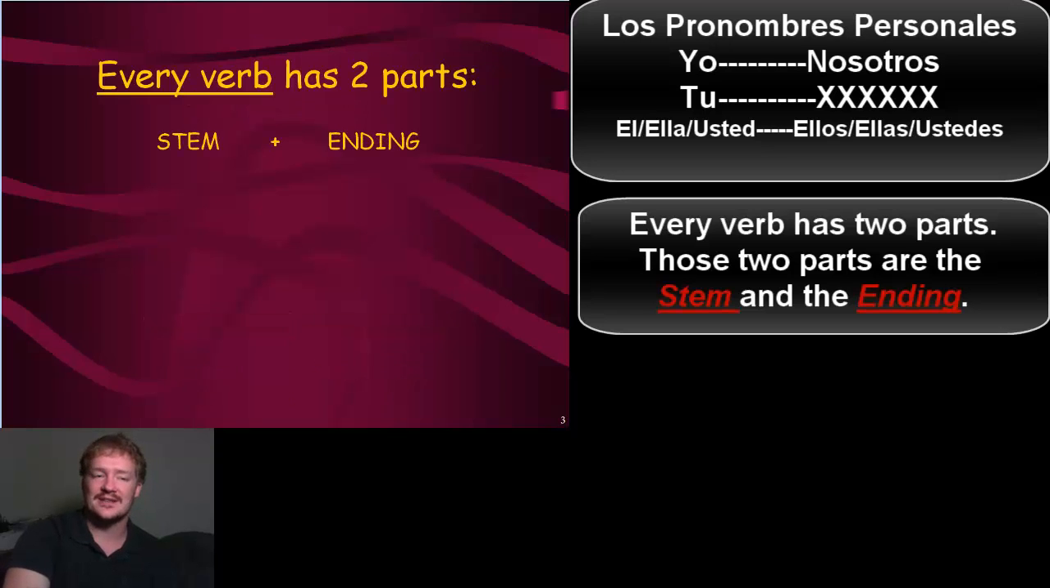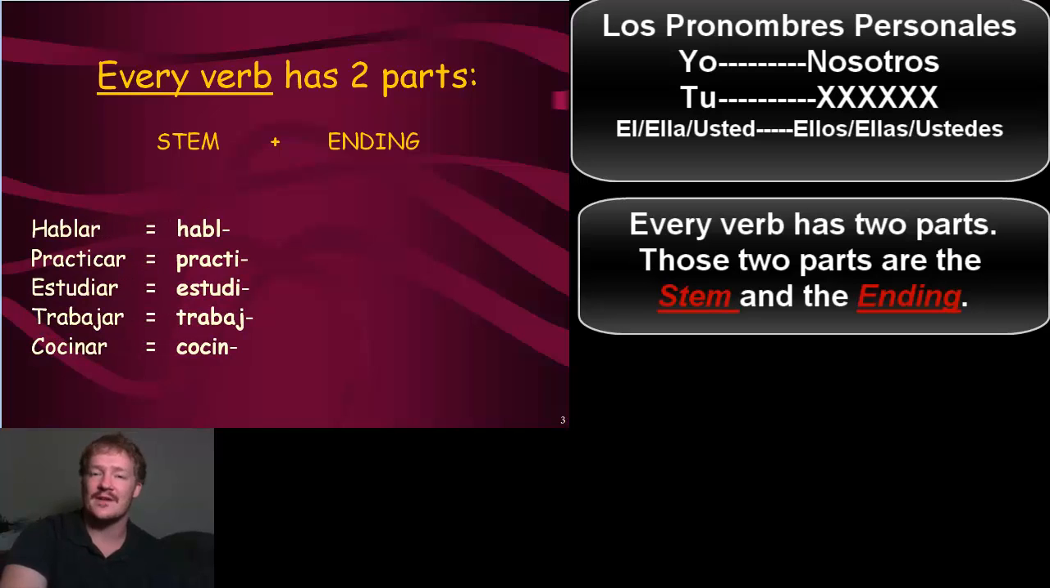Next thing that I want you guys to know is every verb has two parts. The first part is always the stem. The second part is always the ending. Now, ser did not follow this rule as much as tener did. These AR verbs are going to follow them every single time. So we have our stem, which is going to be the beginning of every verb.